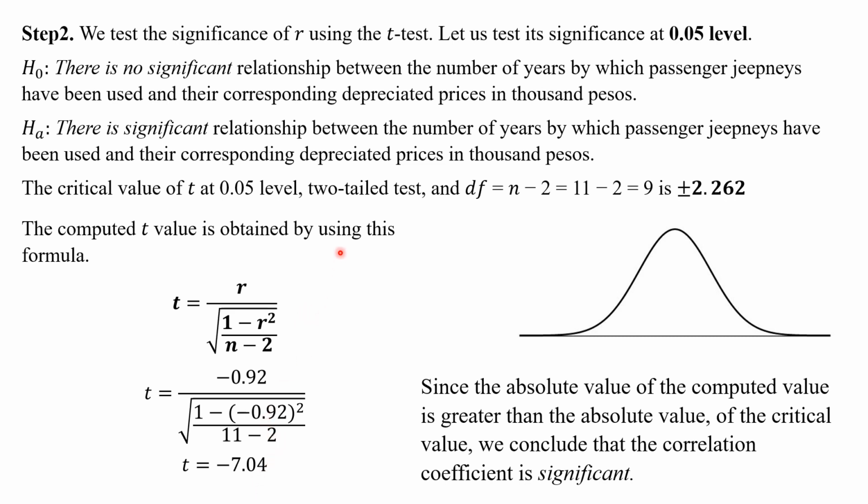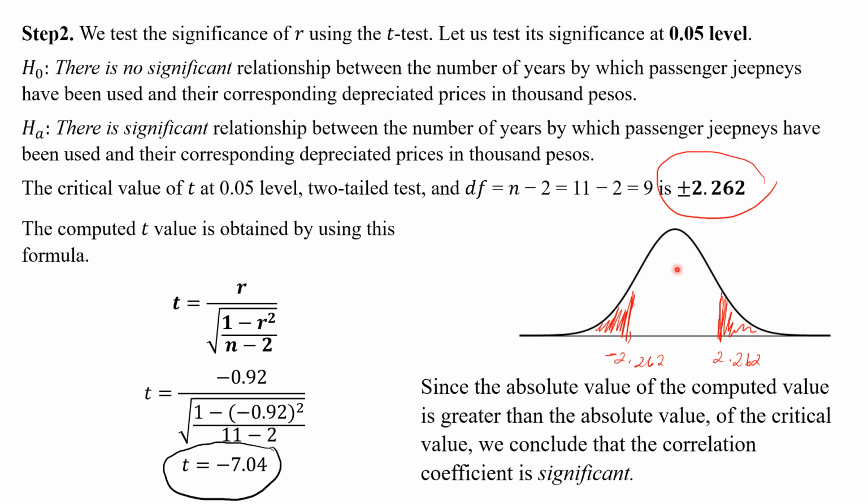Ngayon, titingnan natin kung nasa rejection region ba yung ating computed value. Gamit tayo ng normal curve. I-plot muna natin yung ating critical value na ito, 2.262. Assume tayo na nandito yan. Negative 2.262. Then nandito si positive 2.262. Yan. Ito yung ating rejection region. Then yung ating t-value or yung computed value natin is negative 7.04. Ito yung ating rejection region, yung may shaded part.